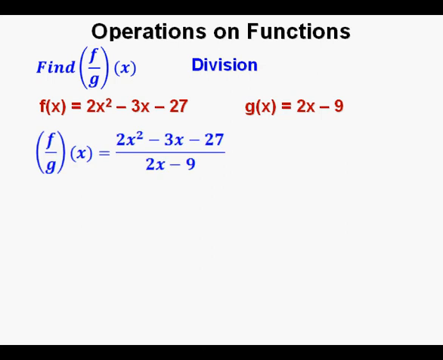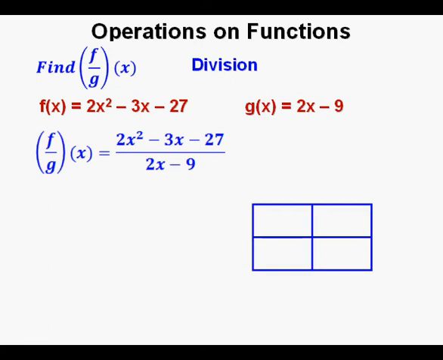That's f over g of x equals 2x squared minus 3x minus 27 over 2x minus 9. We could try by factoring out the 2x minus 9 from the 2x squared minus 3x minus 27, and that's exactly what we'll do.